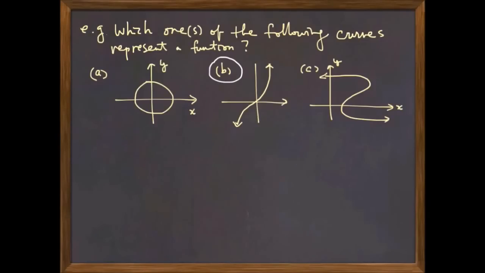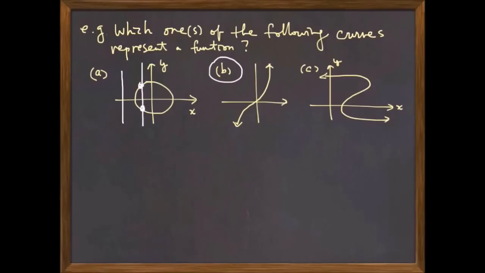If you look at the first graph, if we were to draw a vertical line here, it would intersect the graph at points here. You could have a vertical line here that intersects the graph at 0 points. That's okay, but as long as you can find one vertical line through the graph that intersects more than 1 point, it fails to be a graph of a function. Right away, part A is not a function.